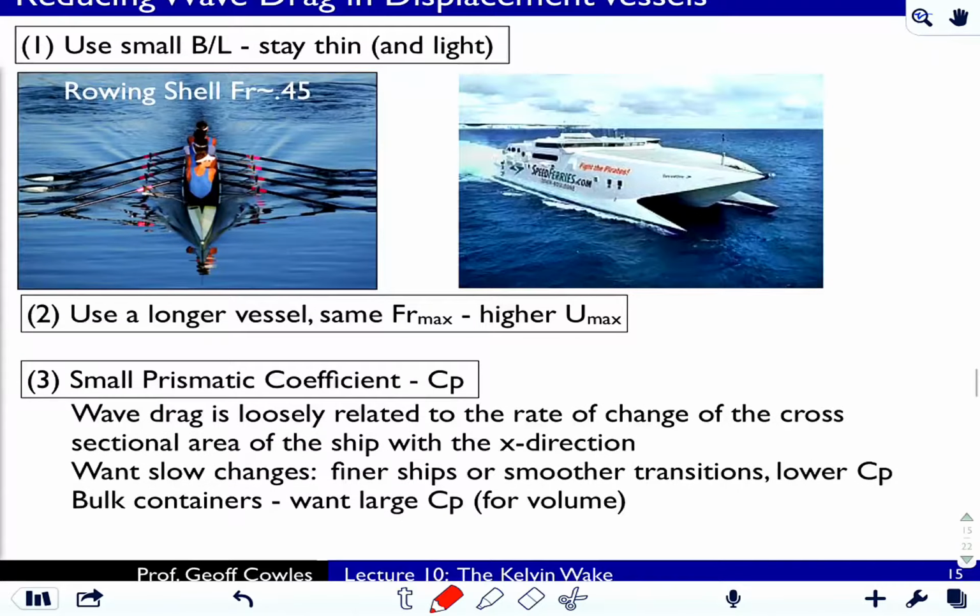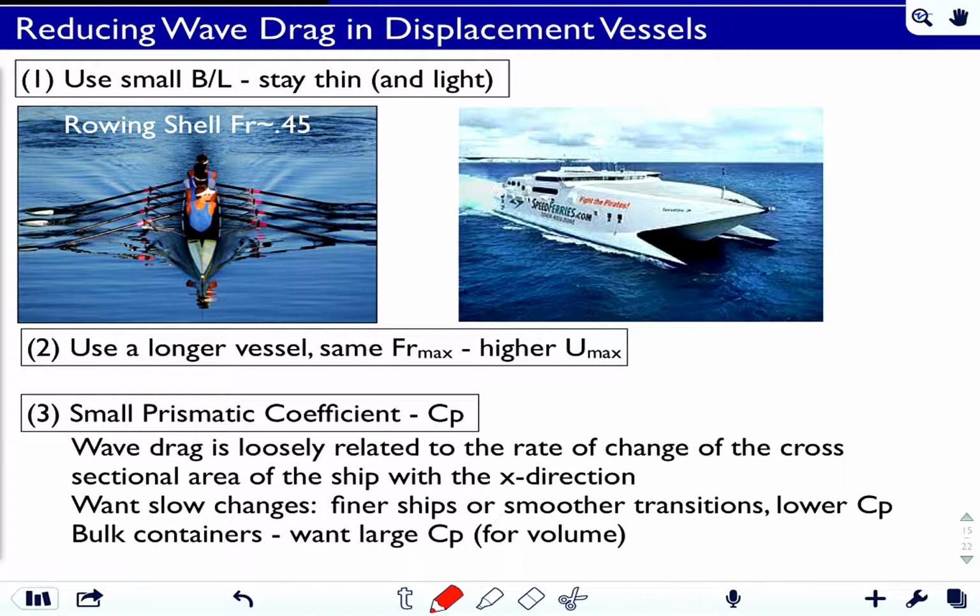In order to keep wave drag low, there's a couple of advantages. You can use very long, skinny objects like a rowing shell, which moves at a pretty high Froude number but is still fairly dominated by friction drag, even at a high Froude number, because it is so slender. The key to keeping waves low is making things skinny.